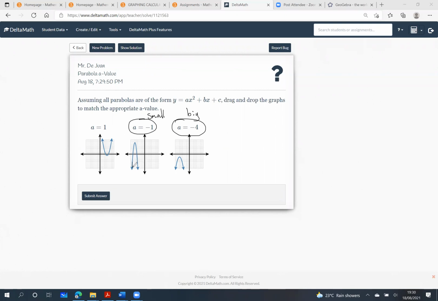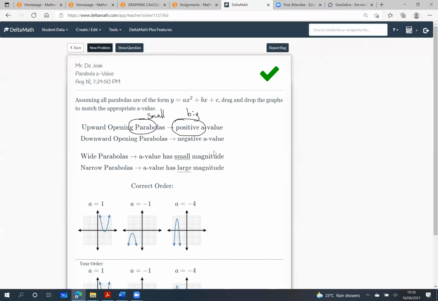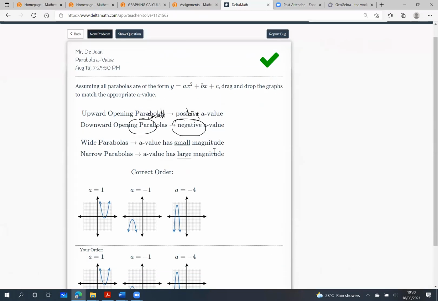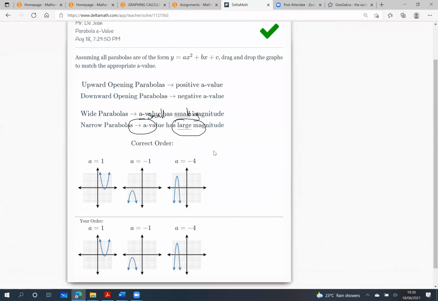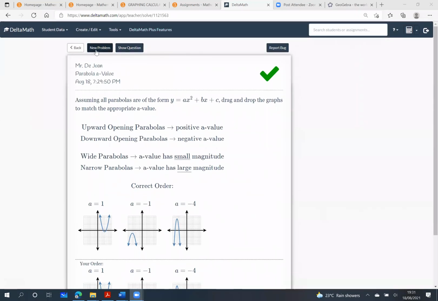So knowing that, the narrow option is always going to be the bigger option. Narrow, big number. Small number, wide. Small number, wide, big number, narrow. Ancho for a big number. Ancho para un número grande, ¿ok? Un número pequeño, un poco más gordito la línea, ¿ok?